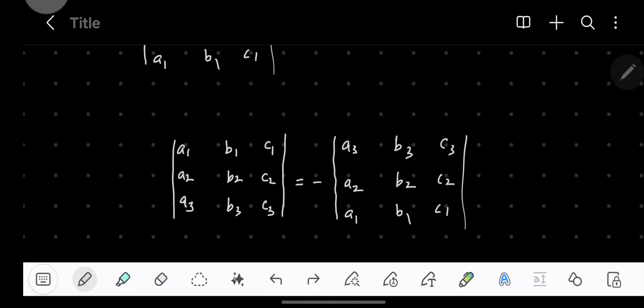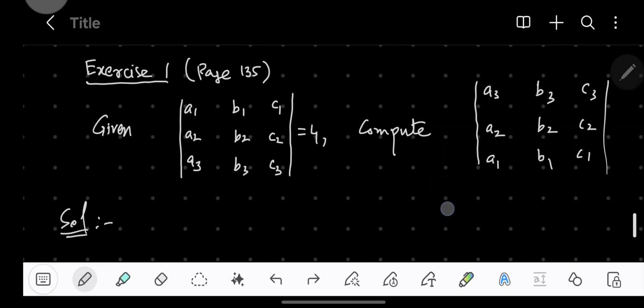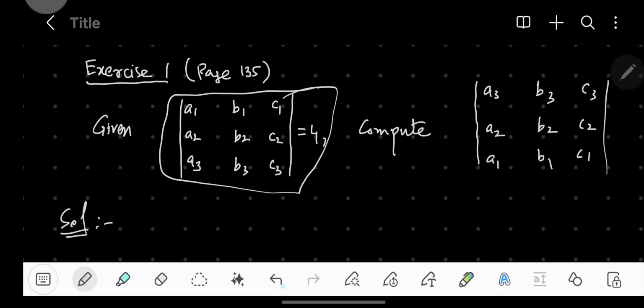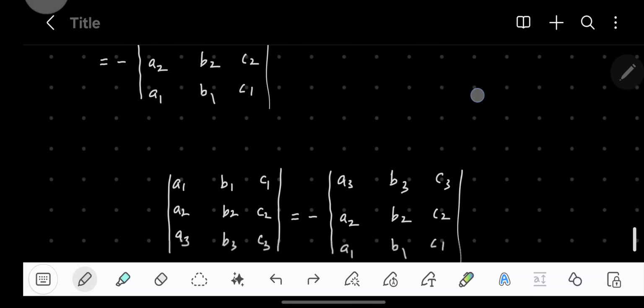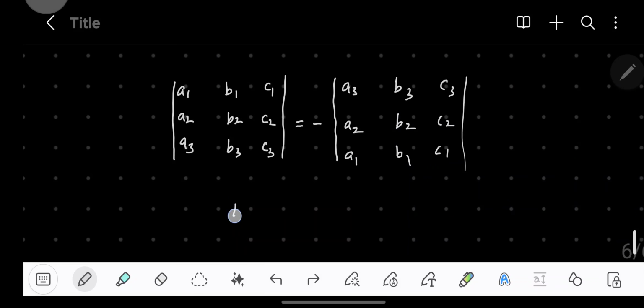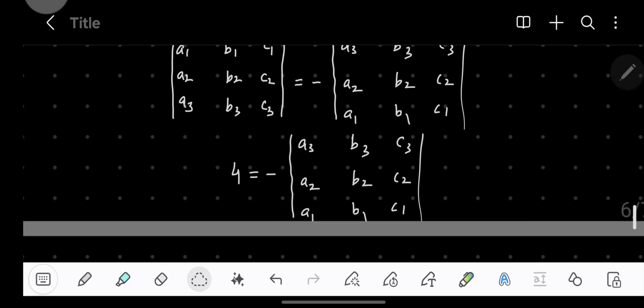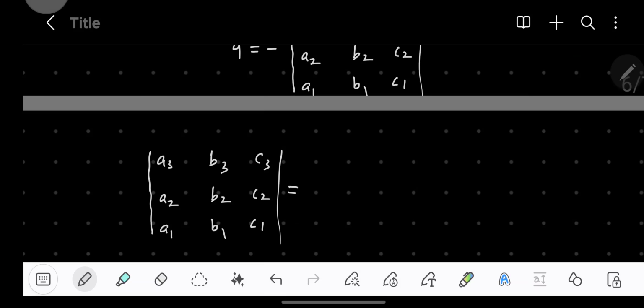So if I put the value which is given into this equation, the determinant of the given matrix is 4, so I will write 4 here. You can check that negative the determinant of this matrix is equal to 4. In other words, the determinant of this matrix is equal to negative 4.